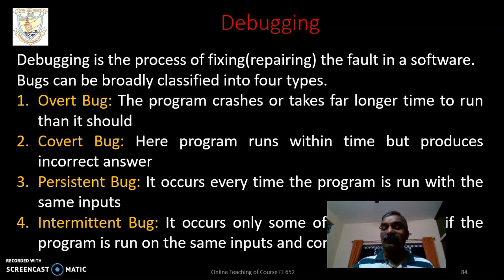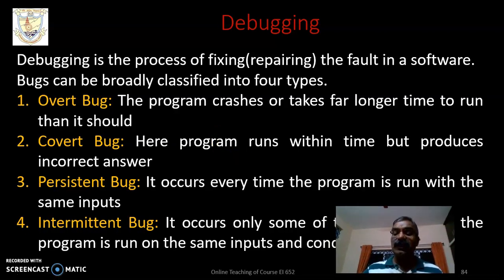Next is debugging. So far we have studied testing and different types of testing. Now the next step is debugging. After testing, if we find the program is not working, even after black box testing and glass box testing, we have to do debugging. Debugging is the process of removing the bug, that is, repairing the fault in software.